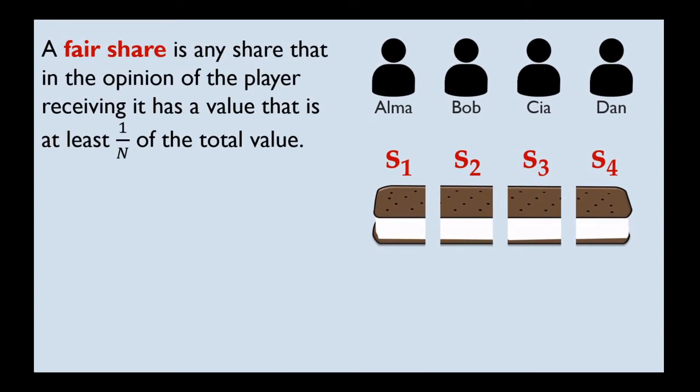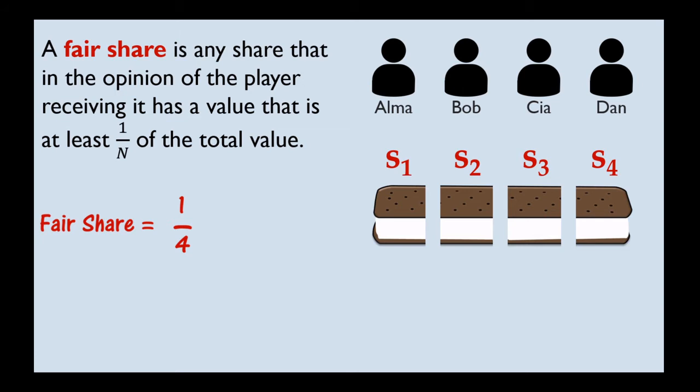So a fair share is any share that, in the opinion of the player receiving it, has a value that is at least 1 over n of the total value, where n is the number of players. So for example, a fair share amongst the four friends would be 1 over 4, right? So at least 1/4 would be a fair share.